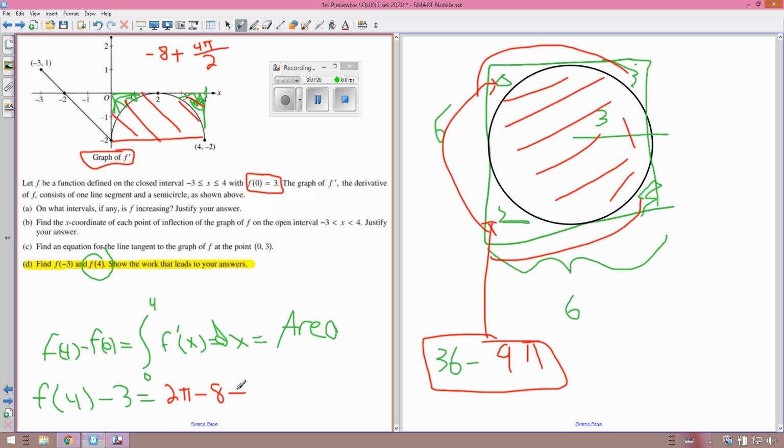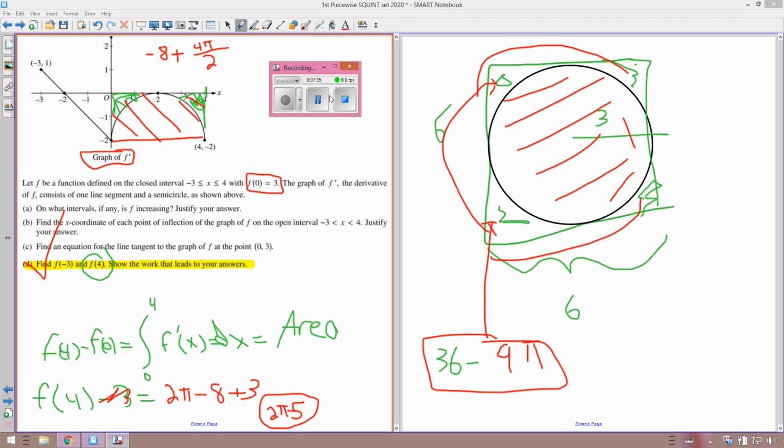And then if we add 3 to both sides here, we cancel that out. That would be 2 pi minus 5. And that would be our answer for part D. Okay, so those are the things you're looking for in part D.